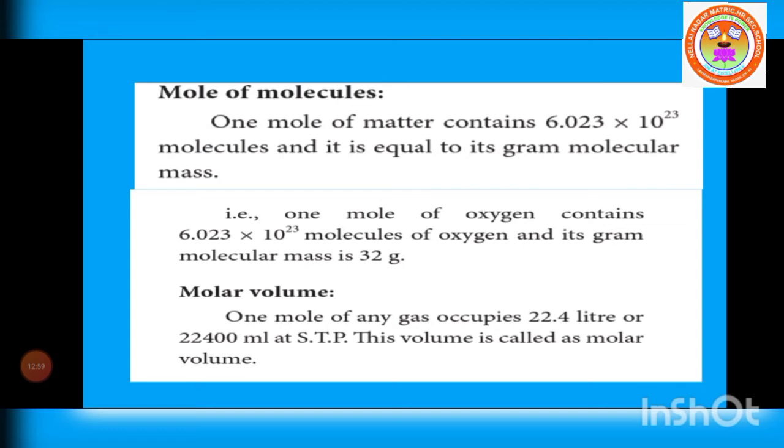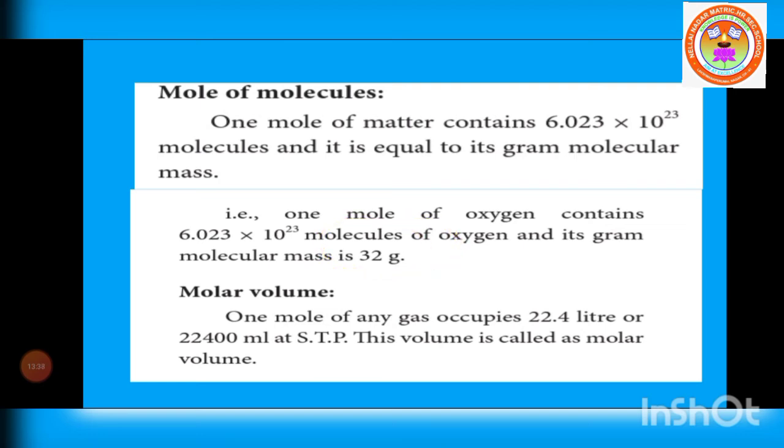Here oxygen is a diatomic, so 2 oxygens. 1 oxygen means 16, and it contains 2 oxygens because here it is an oxygen molecule. In the last case we discussed oxygen atom, so 1 oxygen, that's why 16 gram. Here 2 oxygens are chemically combined, so the mass is 32. So 1 mole of oxygen contains 6.023 × 10 to the power of 23 molecules of oxygen, and its gram molecular mass is 32 gram.